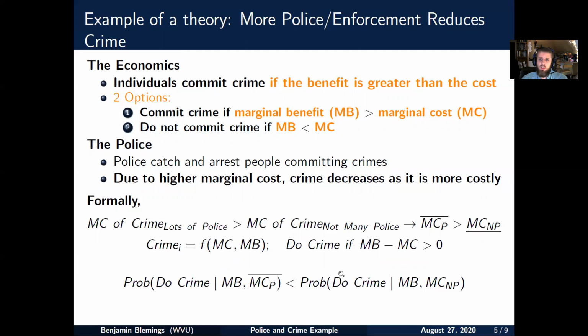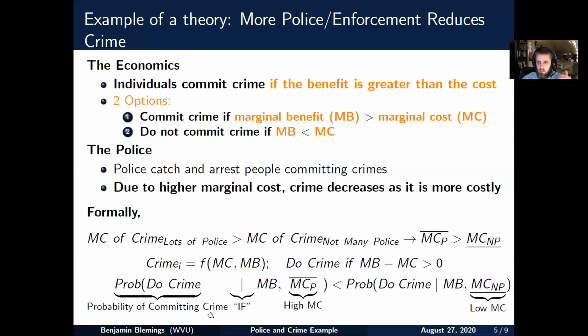I'm going to stack on a little more mathematical formality here because we're going to have to get used to it as we solve problems in this class. The probability of doing a crime, conditional, this vertical line means conditional. You can just think of it as if marginal benefit is the same on both sides, but marginal cost is high here because there's lots of police, and it's not that high here because there's not that many police. The probability that you do crime is higher if there's not that many police because there's a lower marginal cost, assuming the same marginal benefit.